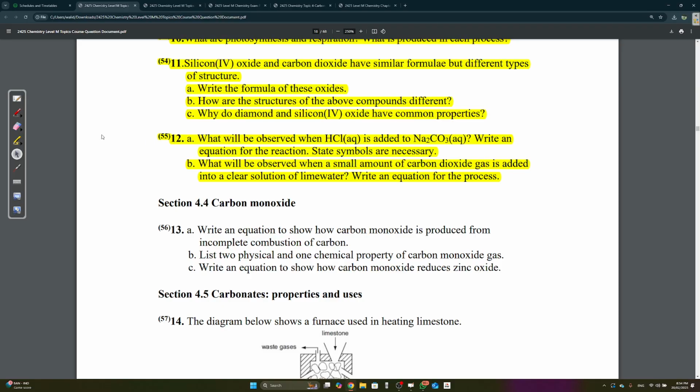What will be observed when HCl is added to Na2CO3? Write an equation for the reaction, state symbols are necessary. Okay, let's take a look. What are we looking at here? Try and understand what you're adding. Don't just add things. Take a look. Maybe it's a reaction you studied before.